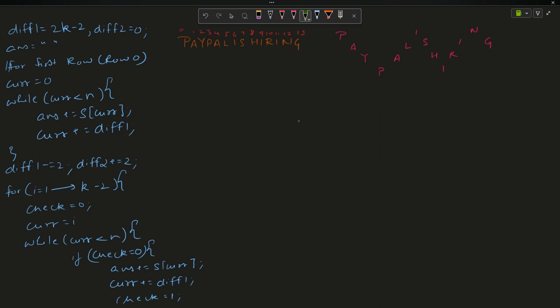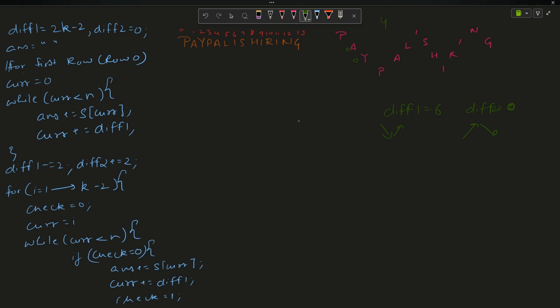My first difference is difference number 1, which I'm taking for this direction. Difference number 1 becomes 2k minus 2. What is k here? k is 4, so it becomes 6, and difference 2 is 0. Difference 2 is for these iterations. As I discussed, the first and the last rows are exceptions because they are using one difference only. But the in-between rows, these two rows, are using the same pattern of the AP.